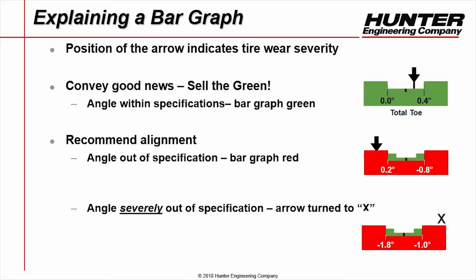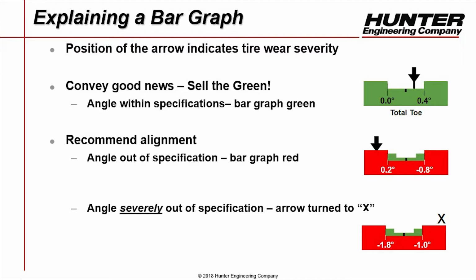Now that we have our results, we want to talk about how to interpret the bar graphs. The position of the arrow indicates tire wear severity. So you can see on the green bar, we are within OEM specifications. And this is a good thing to sell to the customer. We want to make sure that they trust the results that we're giving them. And so when we have green results, we have good results, we want to sell the green. That way they know we're communicating the good and the bad.